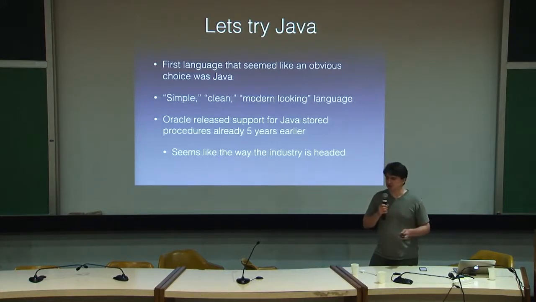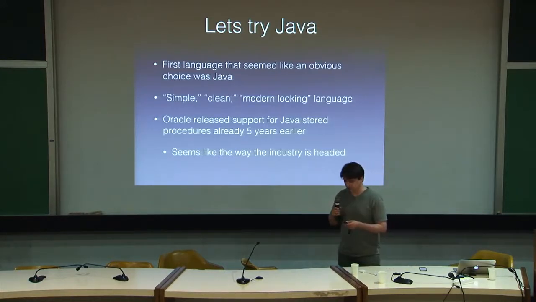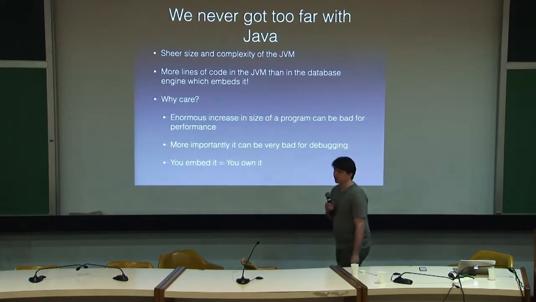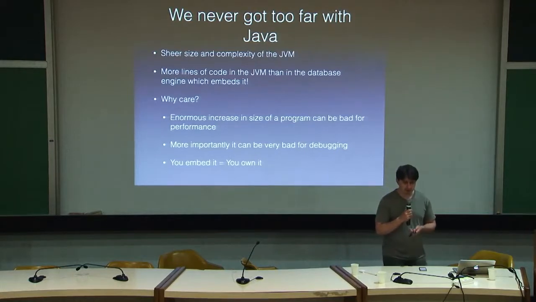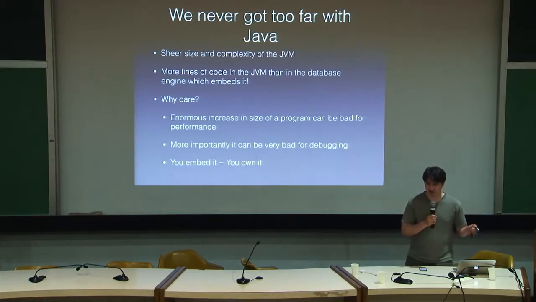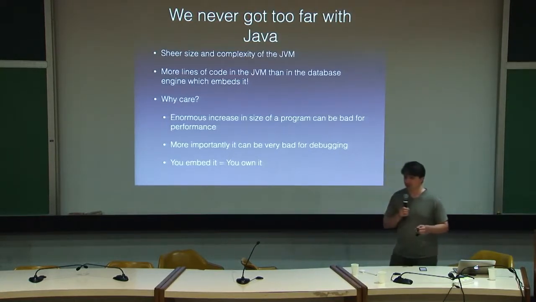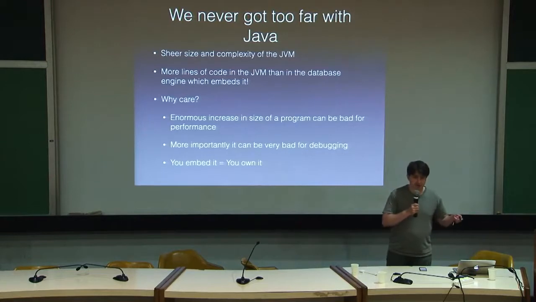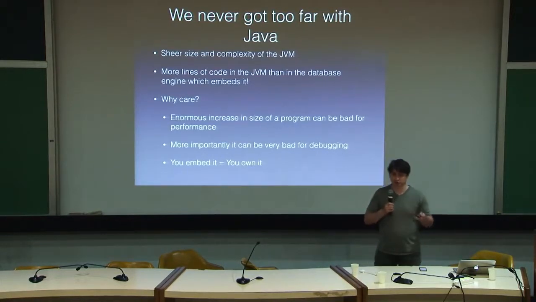And so I said, okay, this is definitely where the industry's going anyway. Java looks great. Let's do it. We never really got that far off the ground with Java. It didn't work all that well. The main thing, and this is going to lead me closer to Lua, is it's huge. It's complex. It's gigantic. The code base for their JVM is larger than the database we were putting inside of. So that disturbed me a lot.